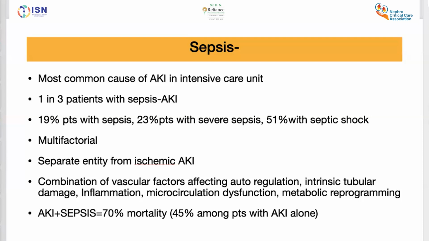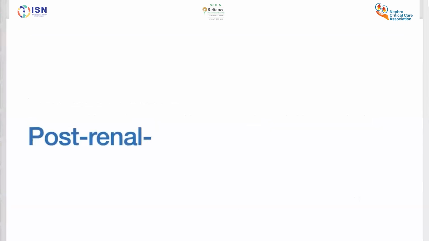There are some studies which have shown that patients with sepsis associated with acute kidney injury have almost 70% mortality in comparison with only 45% mortality in patients with AKI alone.